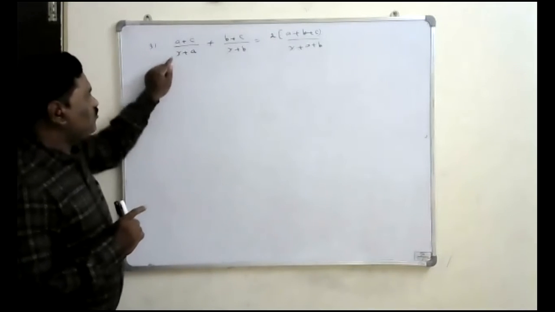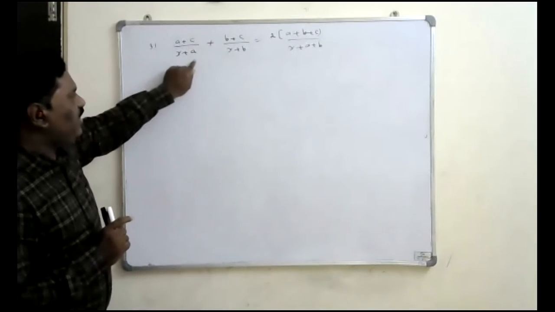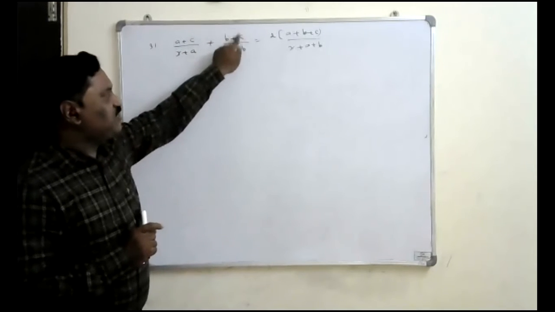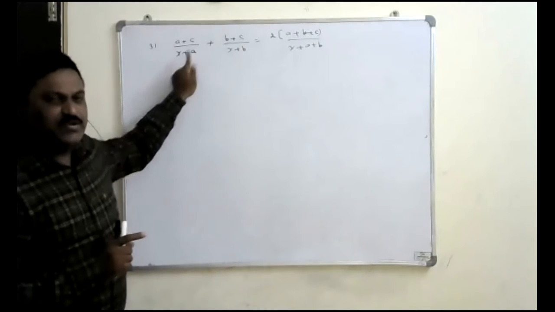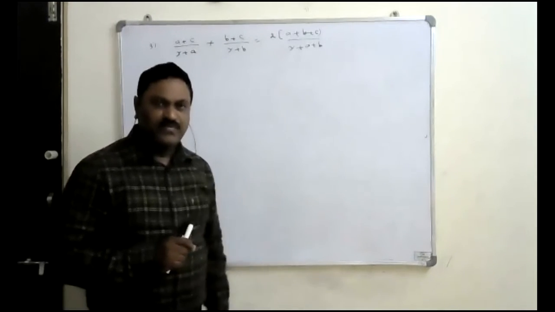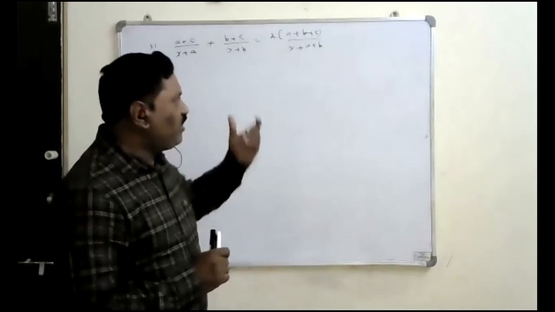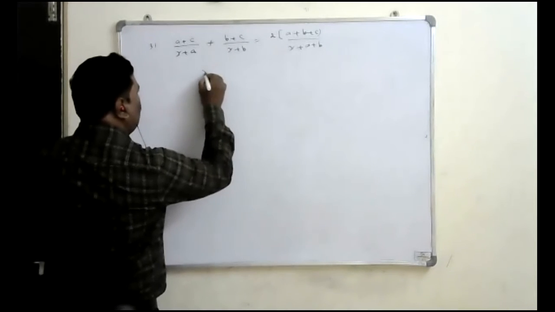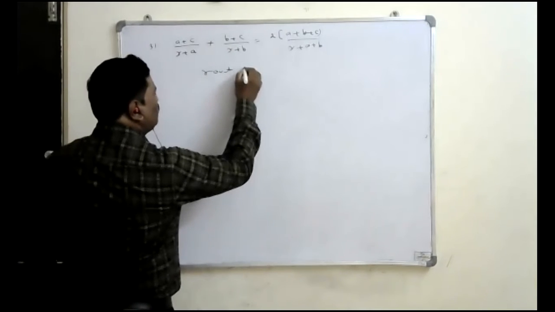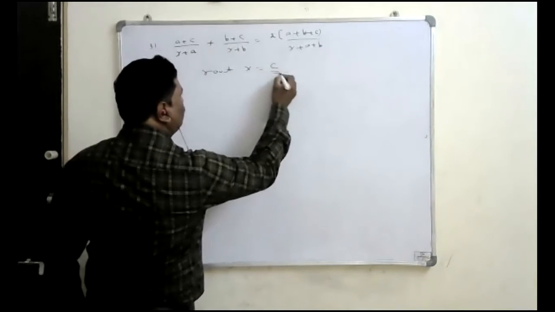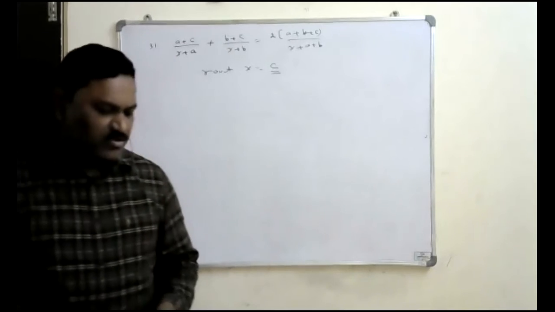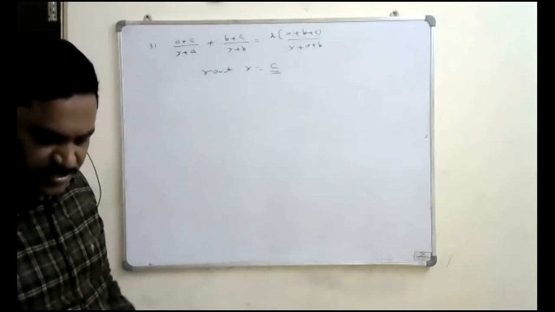Suppose we take x equal to c here, a plus c upon a plus c is 1. Here also b plus c and b plus c gives 1. 1 plus 1 is equal to 2. It is satisfying now. Only by observation we can find the root of this equation. Therefore, directly we can write that the root is x equal to c. That's the answer. Directly by observation we can assume the root.